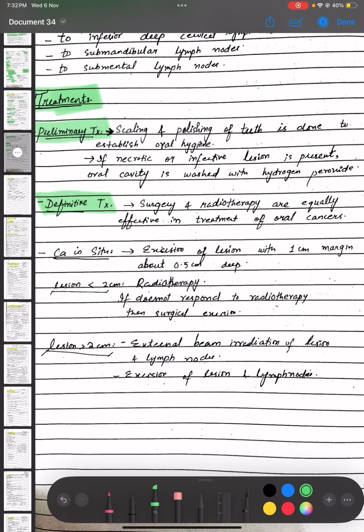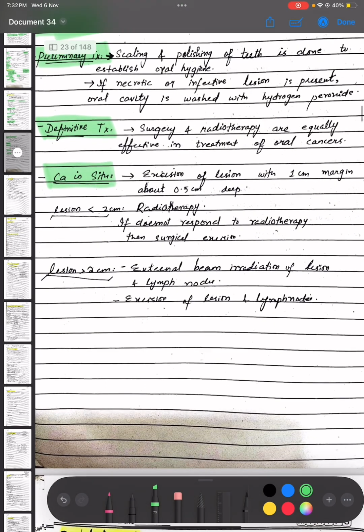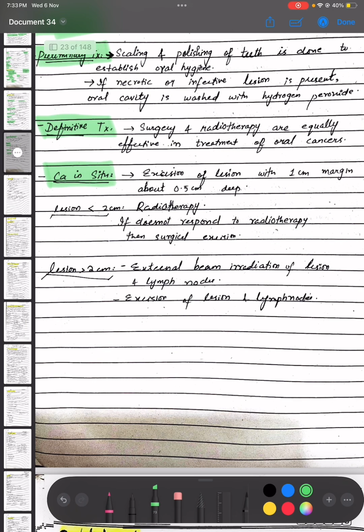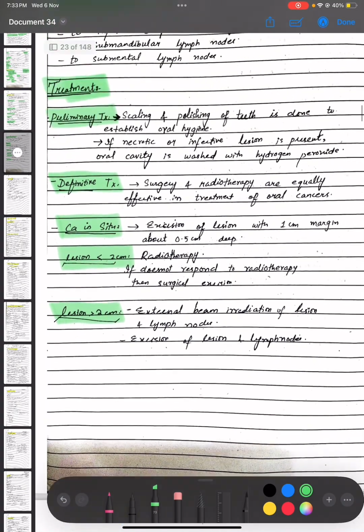For carcinoma in situ, excision of the lesion with a 1 cm margin and about 0.5 cm depth is done. For a lesion less than 2 cm, radiotherapy is done. If it does not respond to radiotherapy, then surgical excision is done. If the lesion is greater than 2 cm, then external beam irradiation of the lesion and lymph nodes and excision of the lesion and lymph nodes is done.